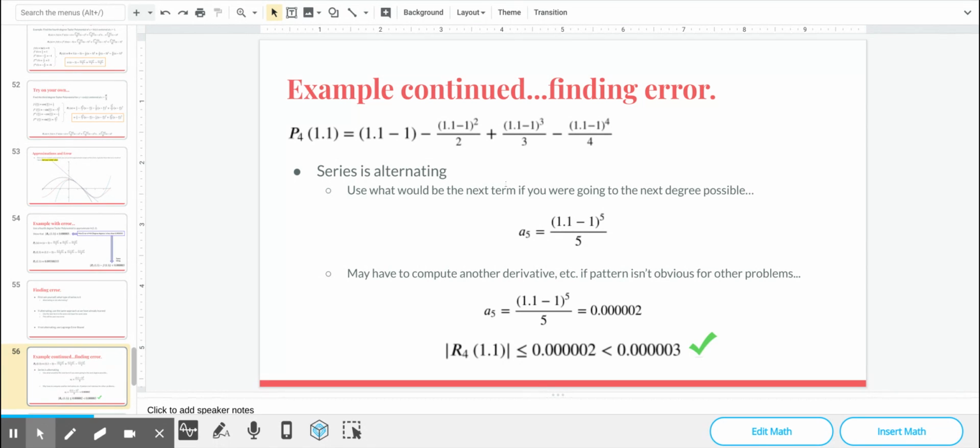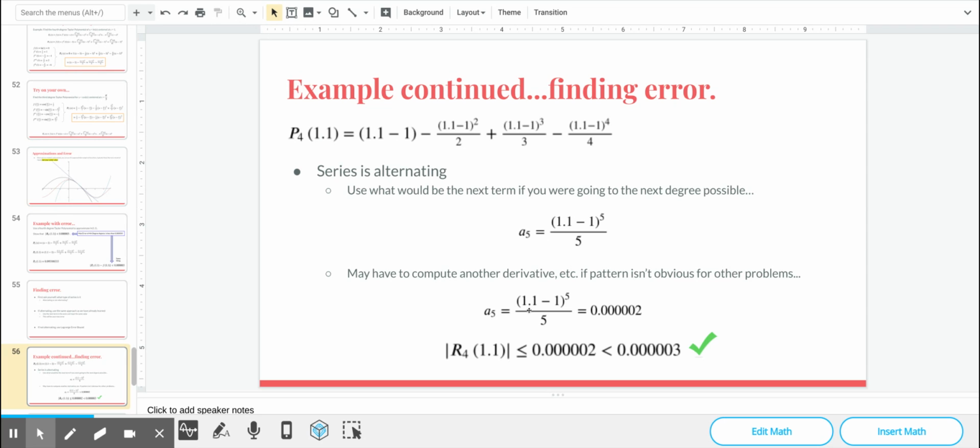The Taylor series for the natural log does have a nice pattern. So you can kind of see that we're just going to have the same value to the nth divided by n, (x minus c) to the nth divided by n. Since the series is alternating, the next term would be what? A sub 5. So this means just the next term, not the whole thing all the way up to 5, but just this term itself: (1.1 minus 1) to the fifth divided by 5.